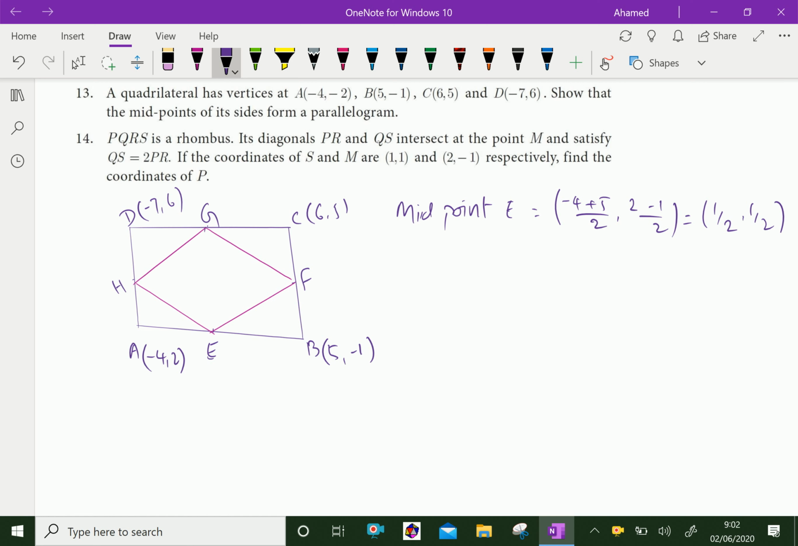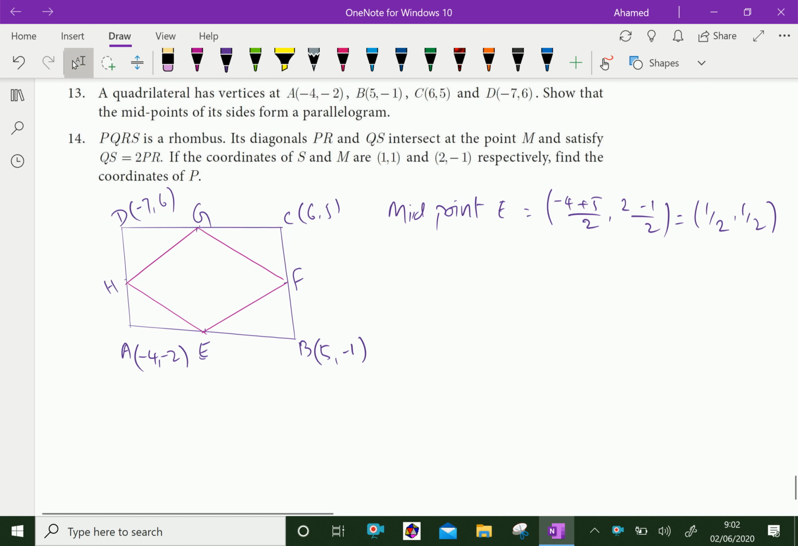Midpoint of AB, one more time we'll check: (-4 + 5)/2 and (-2 - 1)/2, which is 1/2 and minus 3/2.